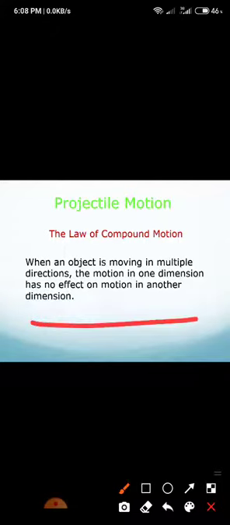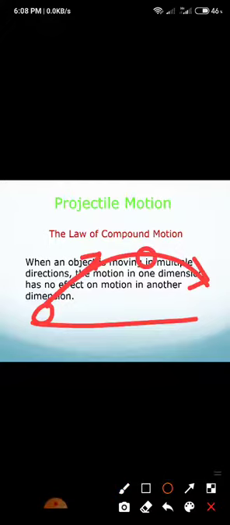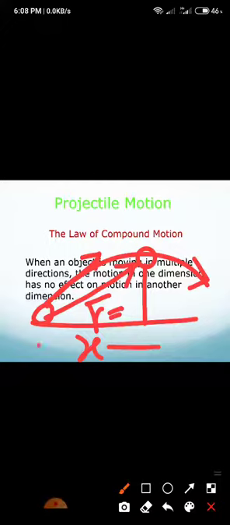Think that the body is thrown in this way, so it will go in this path. In my previous lecture I have discussed that it has two parts of everything. That means if it has a position vector, it has two components of the position vector, that is, this is the x component and this is the y component, and it also has velocity.